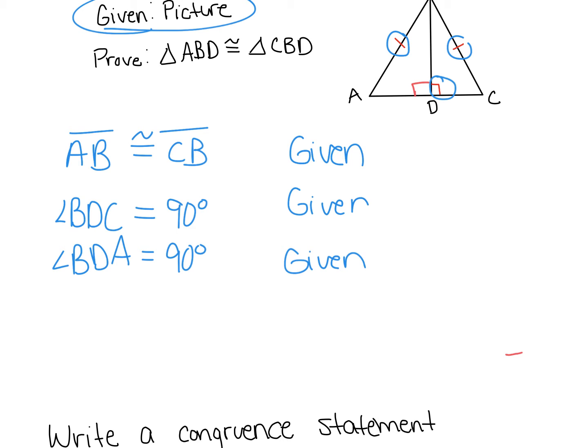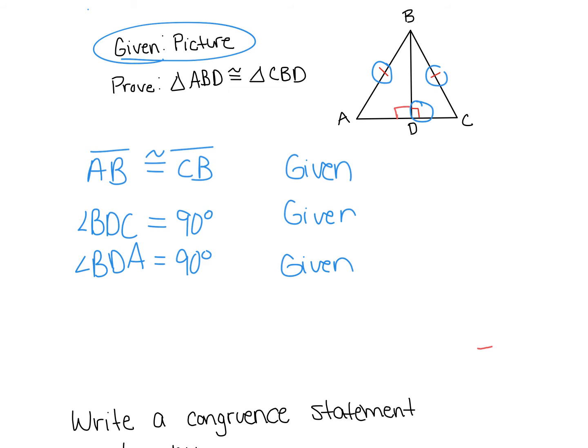Okay. From there, I see I have a side and an angle. So I just need to look for either another angle or another side. I see that I have this BD is going to be reflexive because it shares in both triangles. So if I look at BD and I want to make that congruent to BD because I followed that same side, that's the same order, that's going to be reflexive.